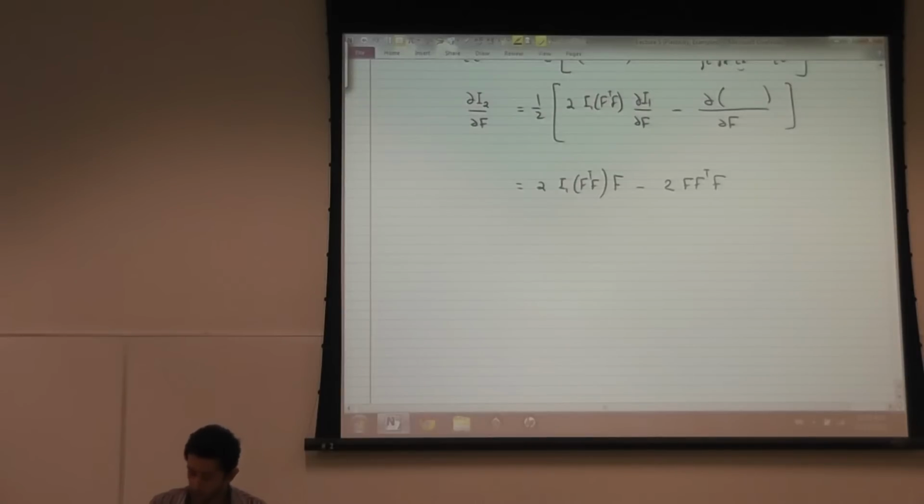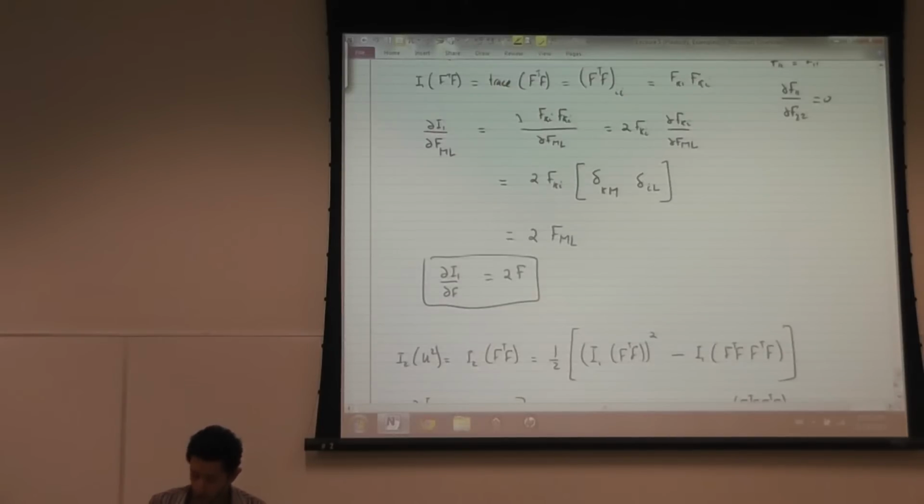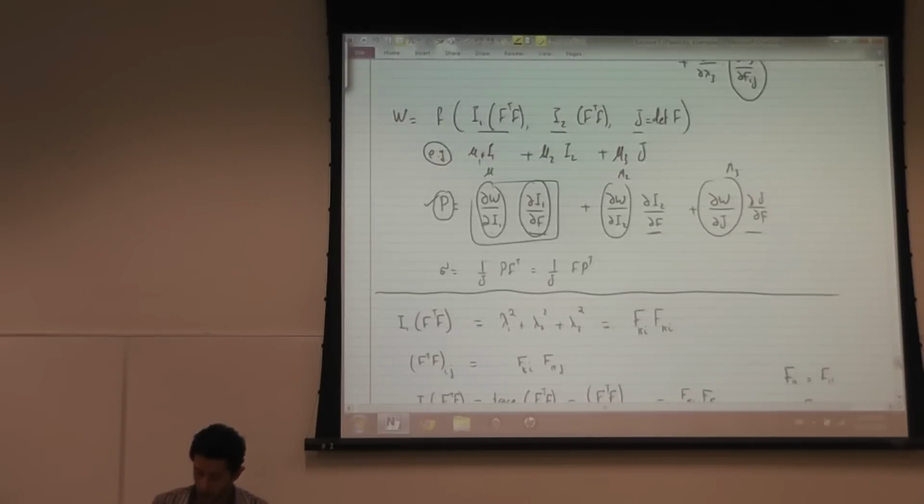Which again, if you know F, makes life very easy because then it's fixed. This will never change. So P, if you know the explicit function of I1 and the explicit function of I2, then you calculate partial W by partial I1 multiplied by partial I1 by partial F, and partial W by partial I2 multiplied by partial I2 by partial F.